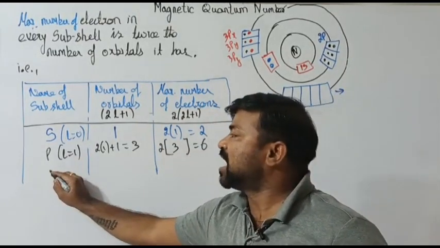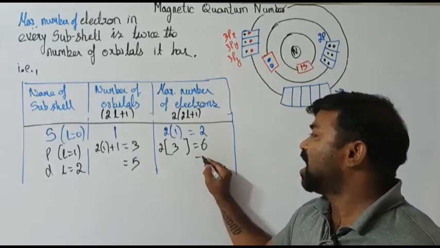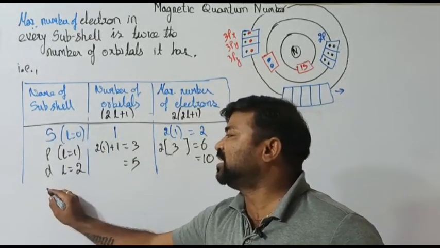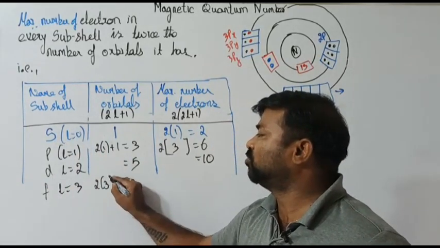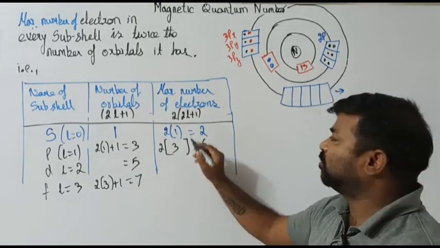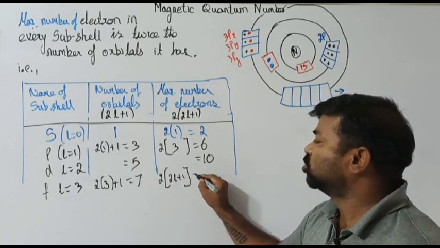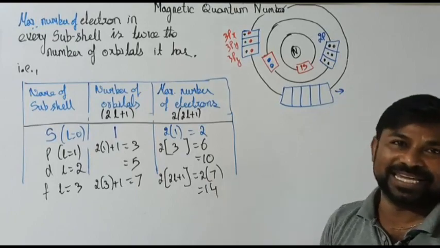In the same way, for d with l is equal to 2, the number of orbitals is 5, and the double of that is 10. You have to remember. In the same way, for f, the l value is 3. If you plug in 2 into 3 plus 1, it's nothing but 7. Now the double of that one, because 2 into 2l plus 1 is the formula. So 2 into 7, totally 14.